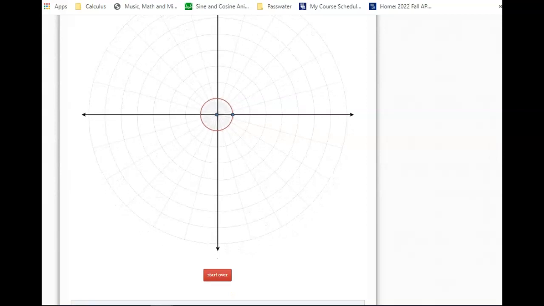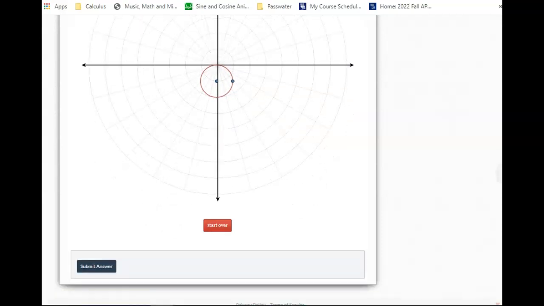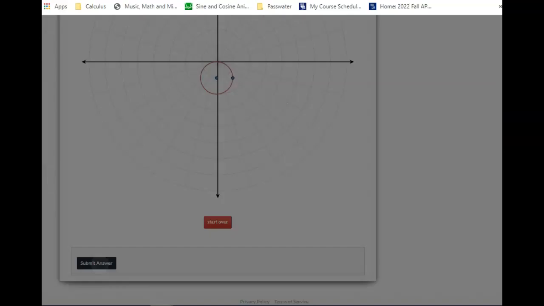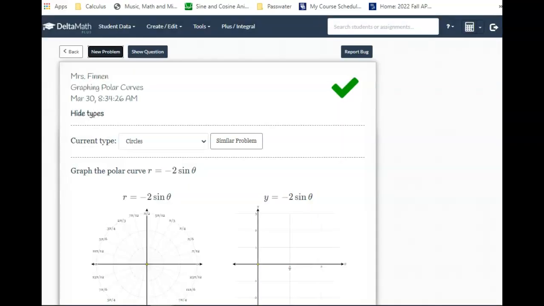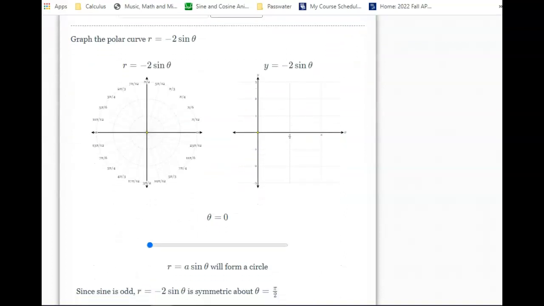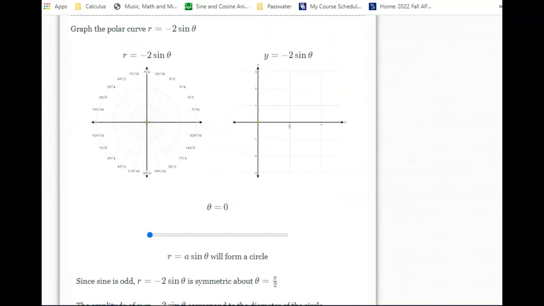It's vertical, so it's going to go right here because it's negative. Okay, we'll see if it takes it. I think it should. If I get it wrong, then you'll know. They're usually a little forgiving. Yeah, that's good enough. And then it shows you, so you have this little slider thing here.